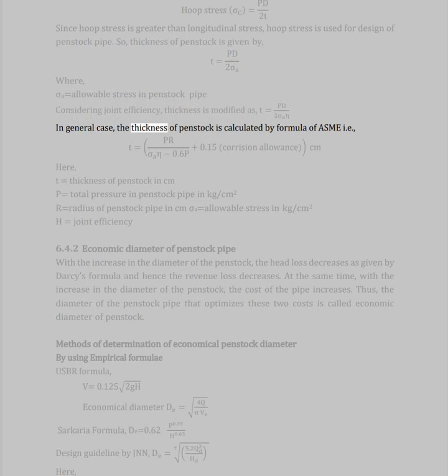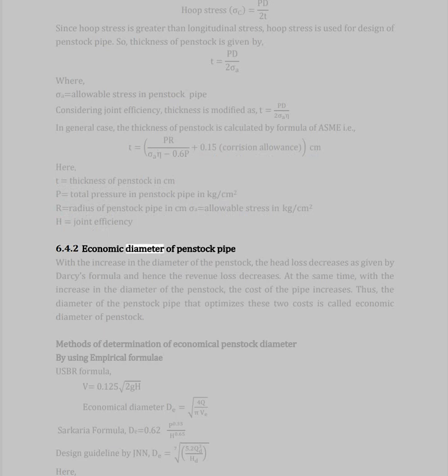In the general case, the thickness of penstock is calculated by the ASME formula, t = PR/(ση - 0.6P) + 0.15 cm corrosion allowance. Here, t equals thickness of penstock in cm, P equals total pressure in penstock pipe in kg/cm², R equals radius of penstock pipe in cm, σ equals allowable stress in kg/cm², and η equals joint efficiency.